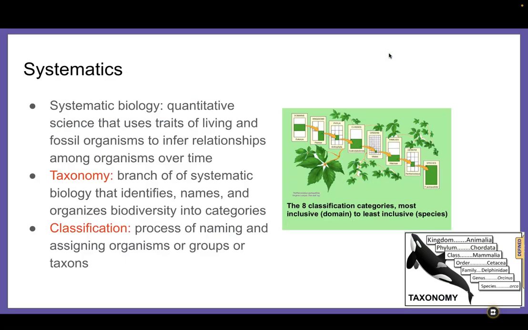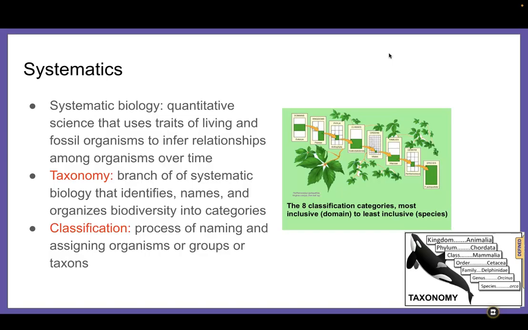So systematics is basically what we use in order to do this, this idea that biology is systematic. We have quantitative science that uses traits of living and fossil organisms to infer relationships among organisms over time. Basically, when we look at all these things and these traits, what do they have in common? How are they different? And what does that mean about how they might be related to one another?